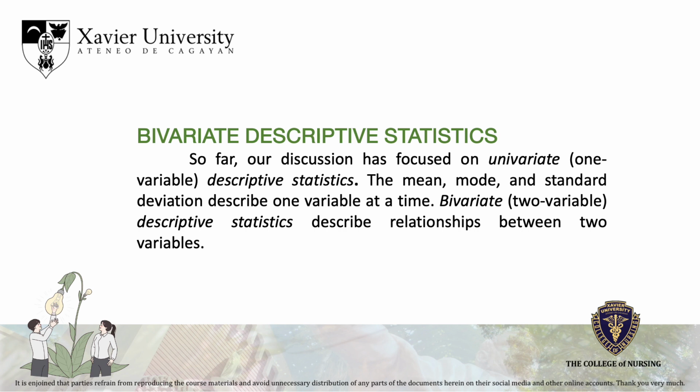So far, our discussion has focused on univariate, or one variable, descriptive statistics. The mean, mode, and standard deviation describe one variable at a time. While for bivariate, or two variables, descriptive statistics describe relationships between two variables. So we are now reviewing the bivariate descriptive statistics.